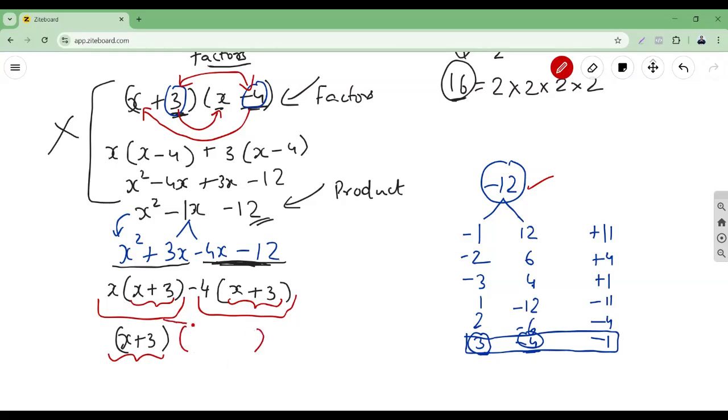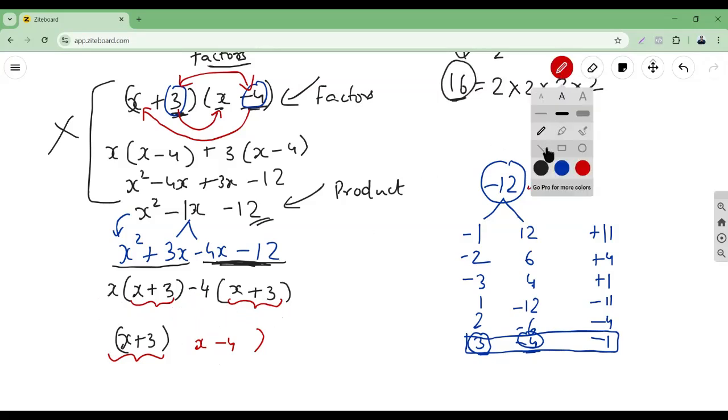In this term, what is left? X plus 3 is multiplied with x, so the x is left. In the second term, what is left? X plus 3 is multiplied with the minus 4, so minus 4 is left. Wow, good, beautiful. Because it was common, I was able to take it out. Right? So now I have got this, clear? And now I know that x plus 3 is multiplied with x minus 4. And this is how I have done the factorization.